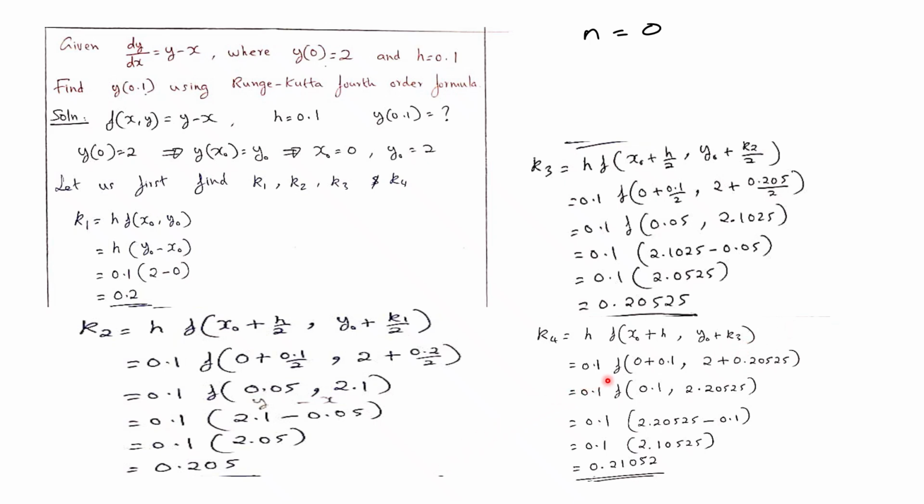Okay, k4 is h into f(x0 plus h, y0 plus k3). h is 0.1, x0 is 0, y0 is 2, and k3 is 0.20525 that you obtained here. When you add this, you get 2.20525. Again, given the function y minus x, this is y and 0.1 is x. So 2.20525 minus 0.1, simplifying this, you get 0.21052. That is k4. So now we have obtained k1, k2, k3, k4.